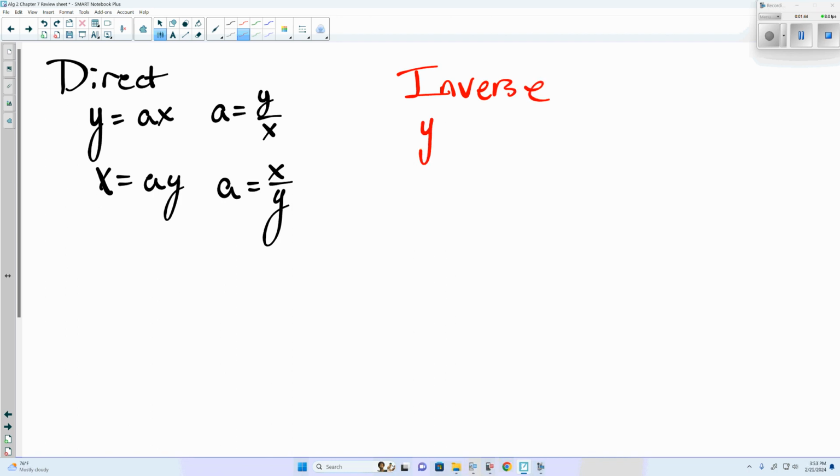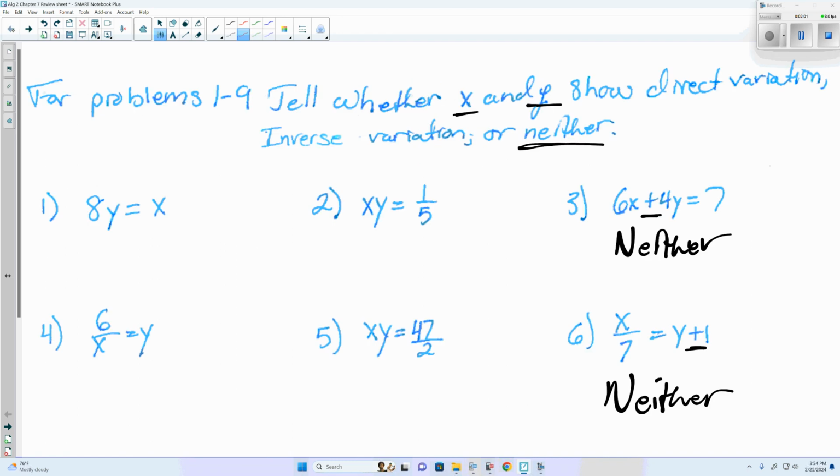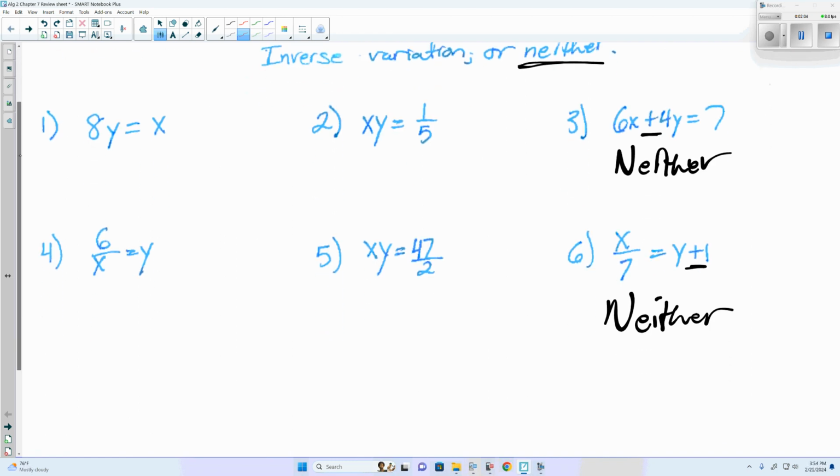Inverse variation: y is equal to a over x, or we can say x is equal to a over y, or a is equal to x times y. So if it shows up in one of these three forms, it is inverse. So we have these forms here. I don't know why I didn't just write this on this page here.